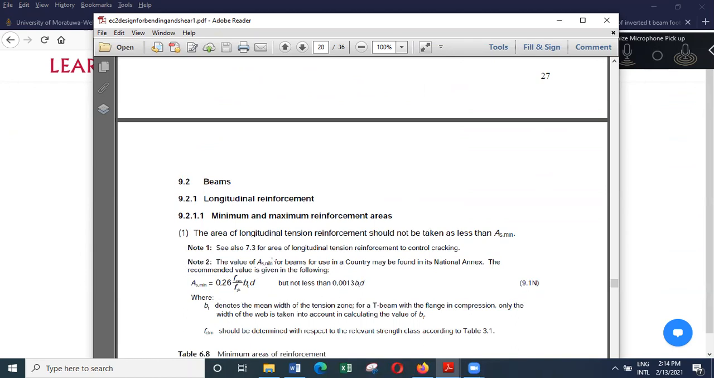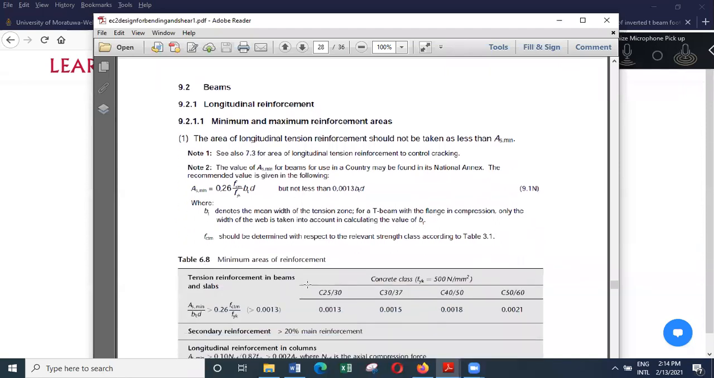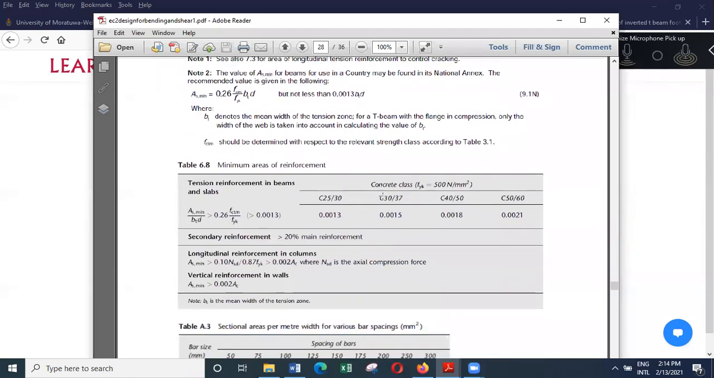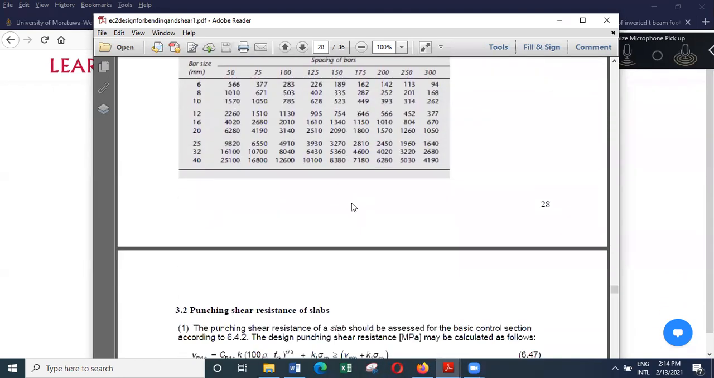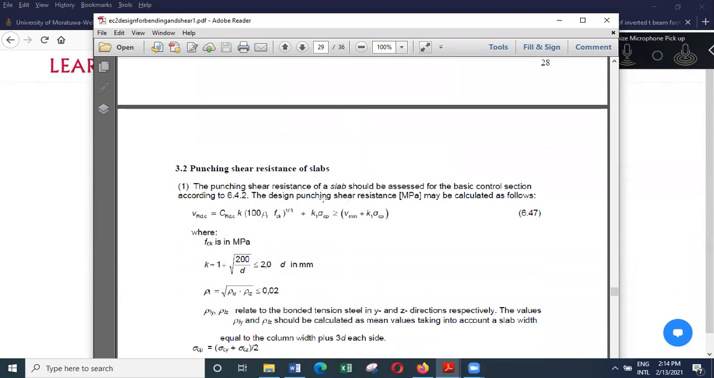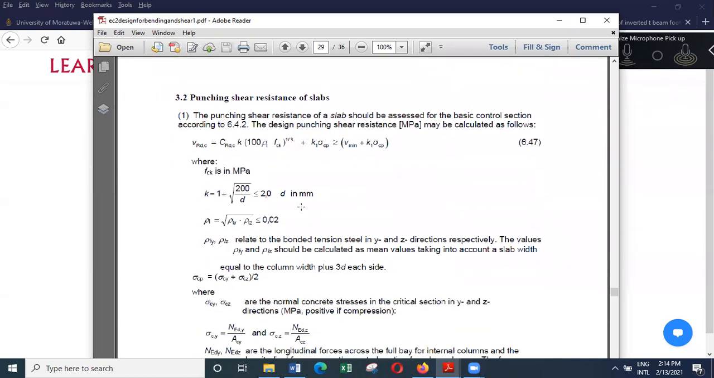Then we also looked at the minimum amount of reinforcement that has to be provided in any reinforced concrete member. And it depends on the strength of concrete. For 30 megapascal, it's 0.0015, and for 25 megapascal concrete, it's 0.0013. And in addition to that, we learned how to calculate the shear resistance without shear reinforcement.